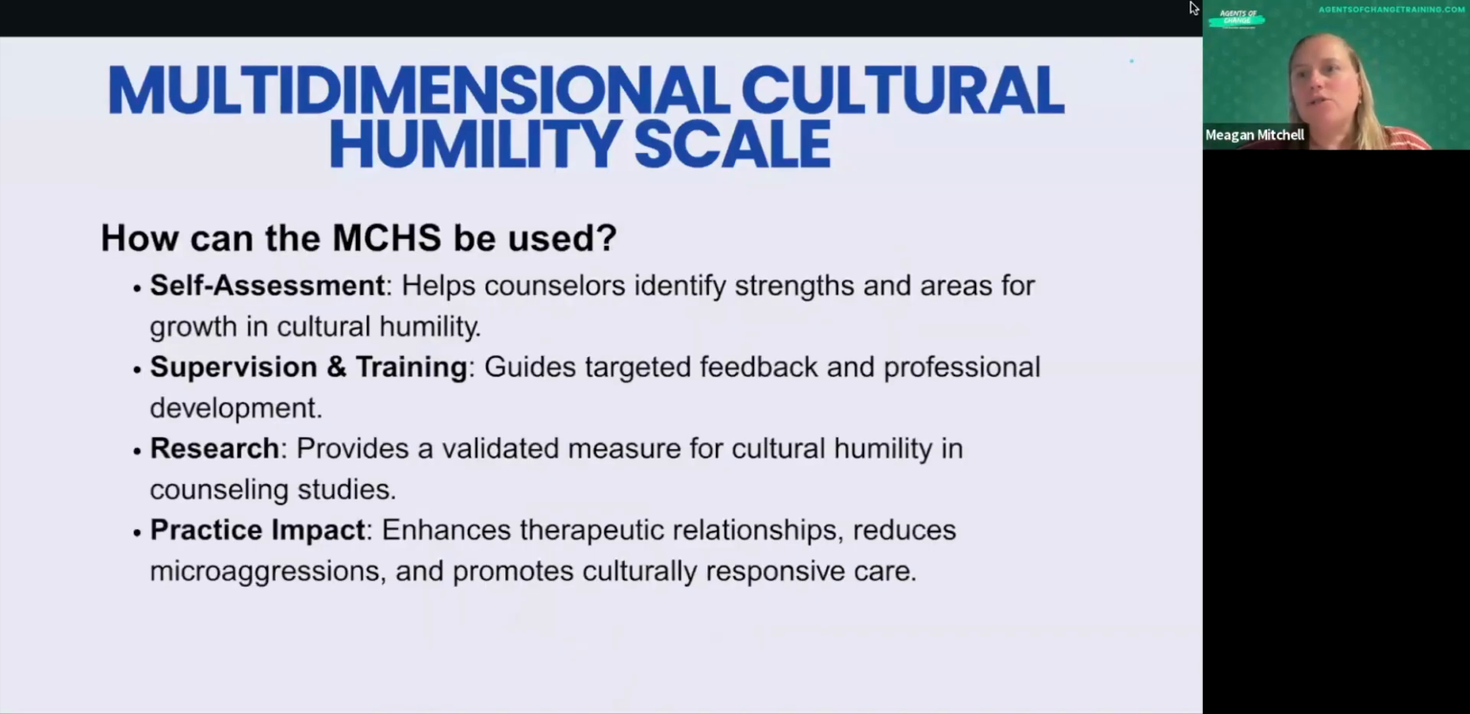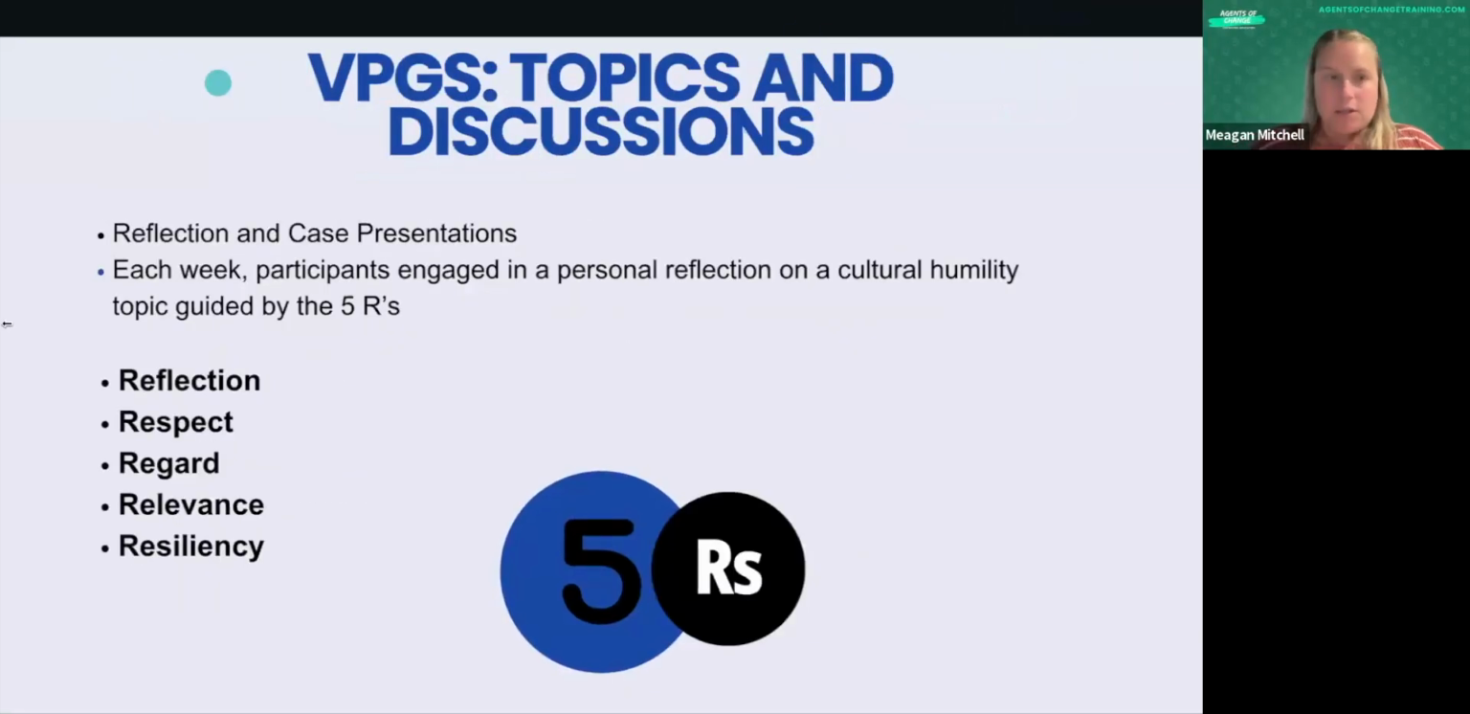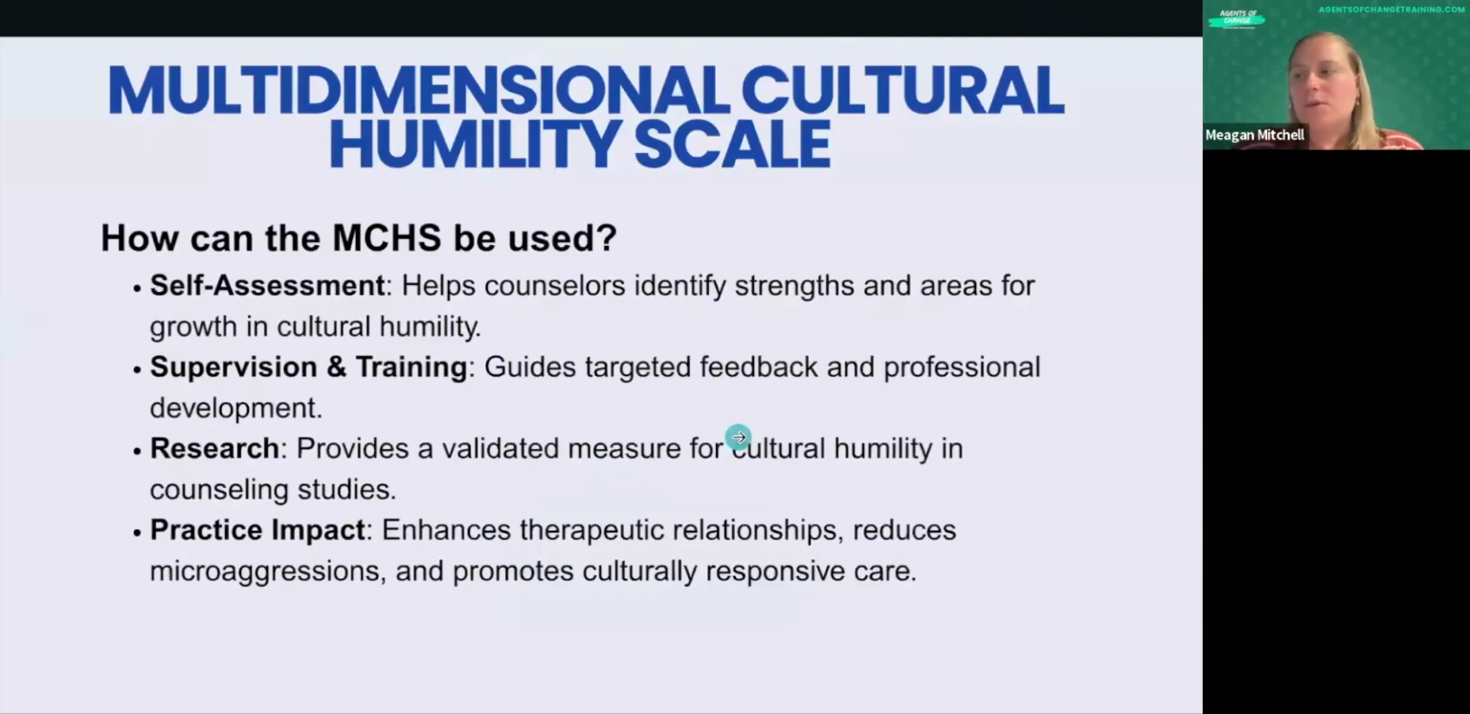Okay. How is it used? We talked about how it's used for self-assessment. Where are your strengths? Where are your areas for growth? The intent is that it will also be used for supervision and training. That is an area where a lot of people are not incorporating this into their supervision and their training. So if you are a supervisor, or you are in a peer group, definitely encourage all the support that you can get. Use this, bring it up. I'd like to go over this with you.